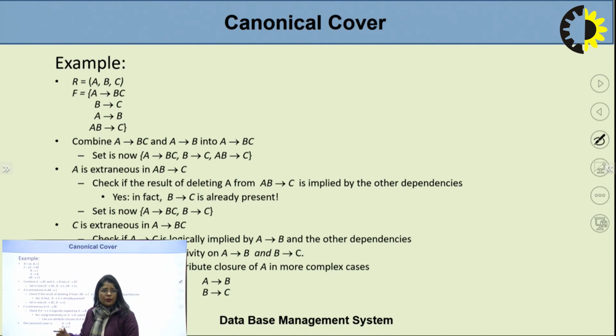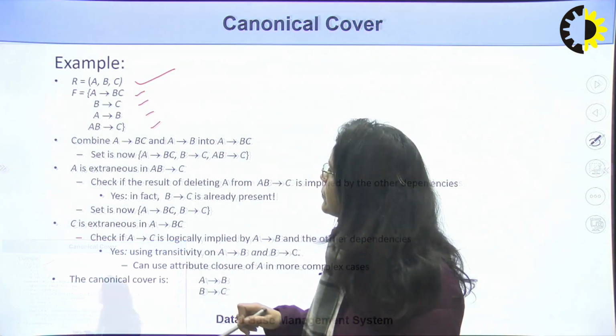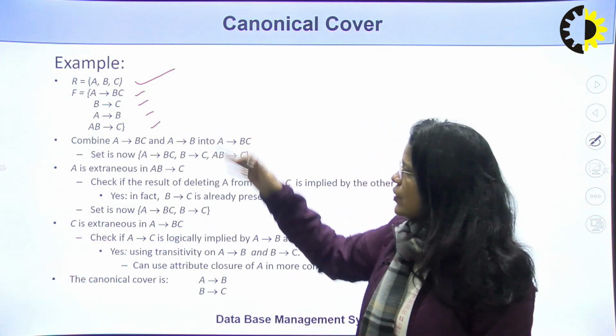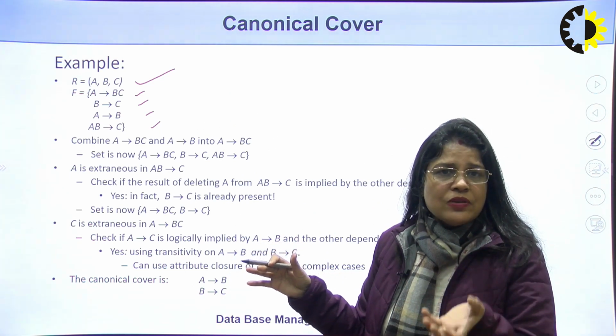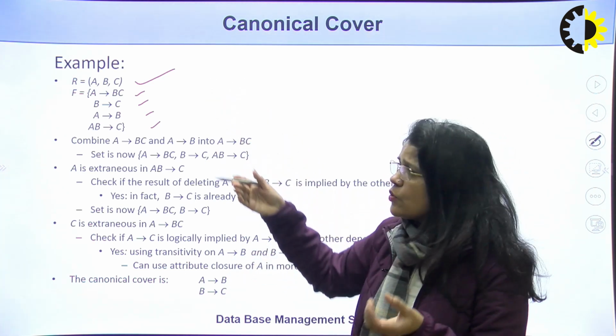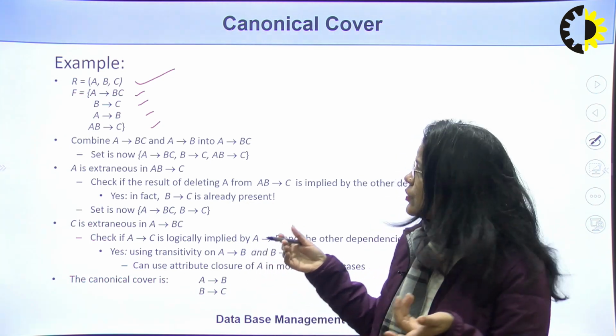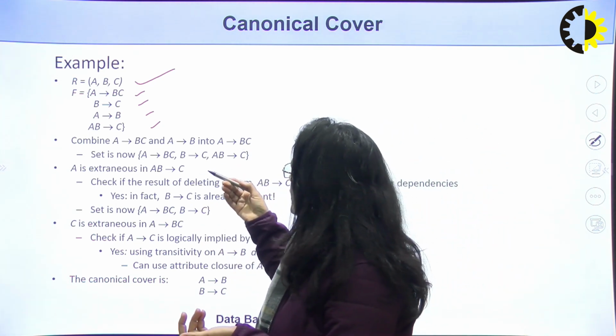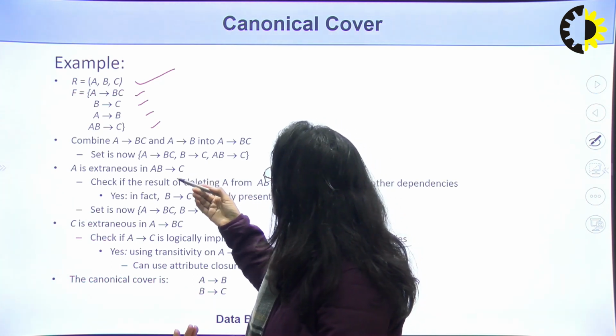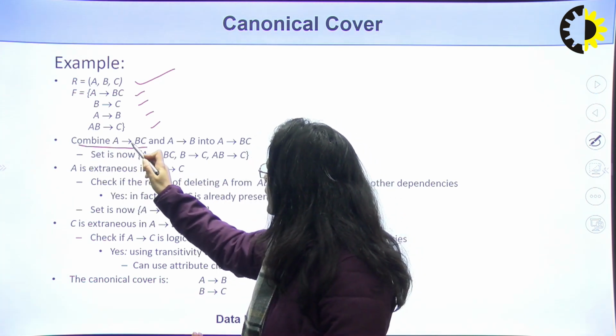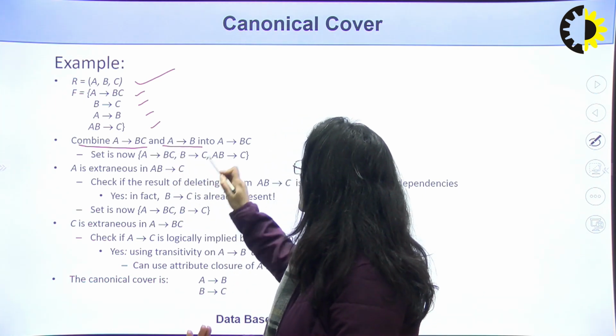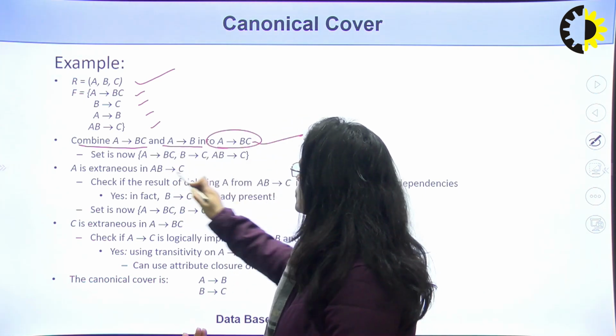Now take a full example of the canonical cover. Let's suppose we are given this relation ABC, a relation on 3 attributes. These are the functional dependency sets. So we can find out the canonical cover or minimal functional dependency set. We check how many functional dependencies or extra elements can be removed. Here we can see that we can combine A tends to BC and A tends to B into this, right. So the set is now this.